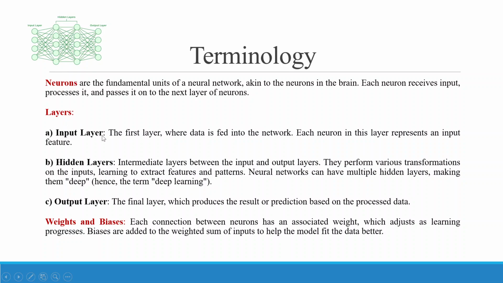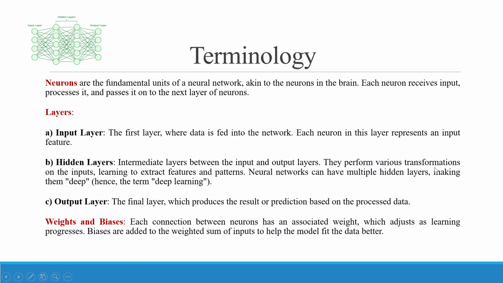Layers. Input layer. The first layer where the data is fed into the network. Each neuron in this layer represents an input feature. So here is the input layer. Hidden layers. Intermediate layers between input and output layers. So this one, the hidden layers between input and output.